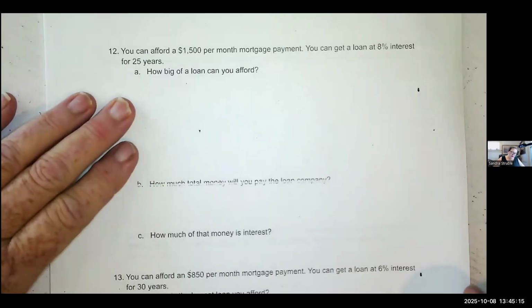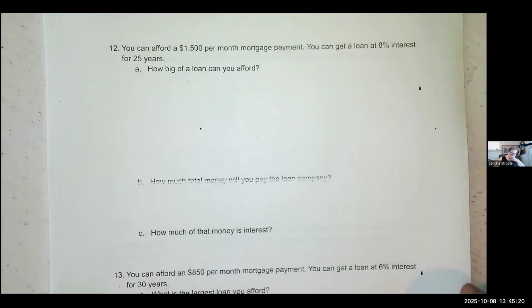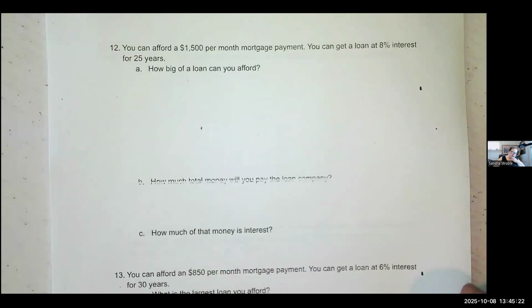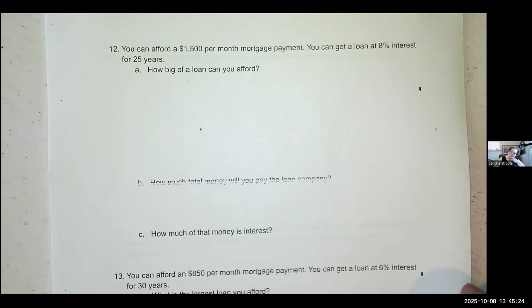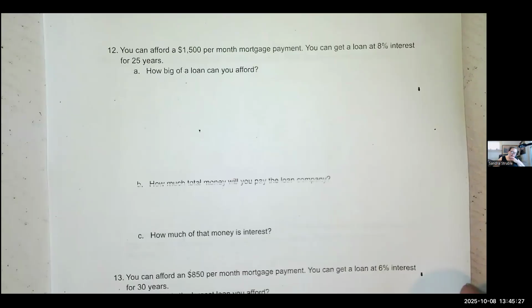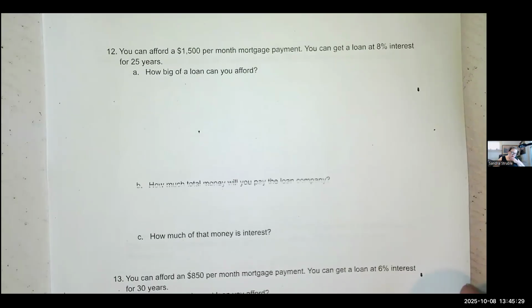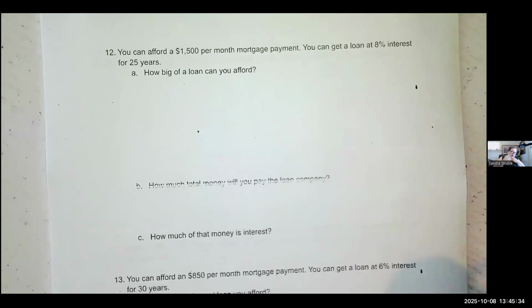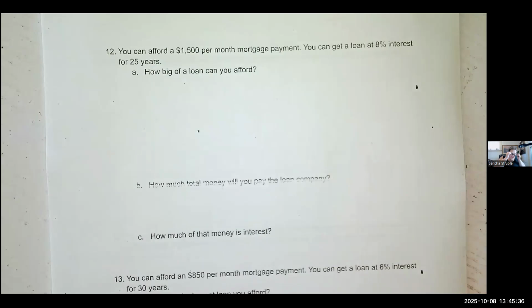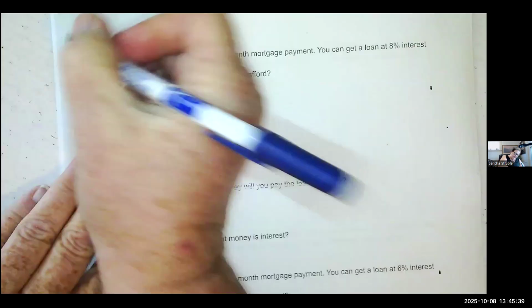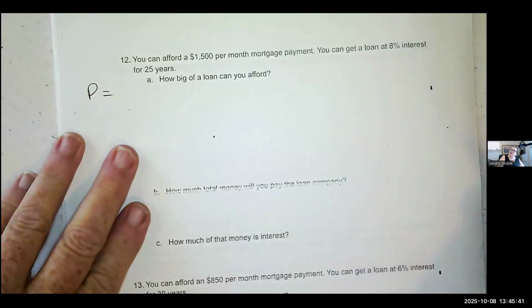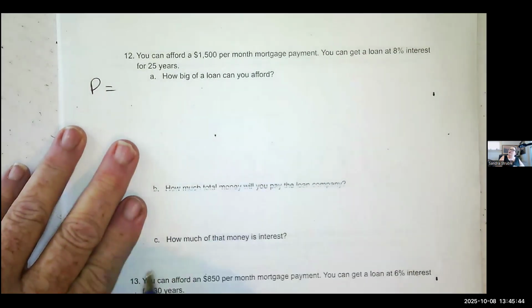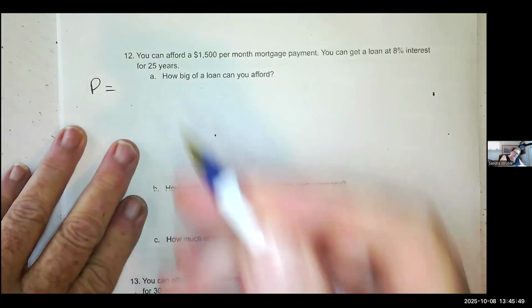Let's do another one. Mortgage loan 25. Okay, same thing. Yeah, let's do this one. You can afford a $1,500 per month mortgage payment. You get a loan at 8% interest for 25 years. Usually mortgages are 15 or 30. You don't usually get 25 years. How big of a loan can you afford? All right, so we're looking for P. Pause the video and attempt this one yourself and then come back to see how you did. Also find the total amount you paid the mortgage company as well as the interest that you paid.